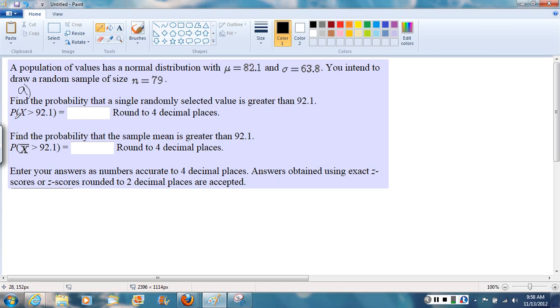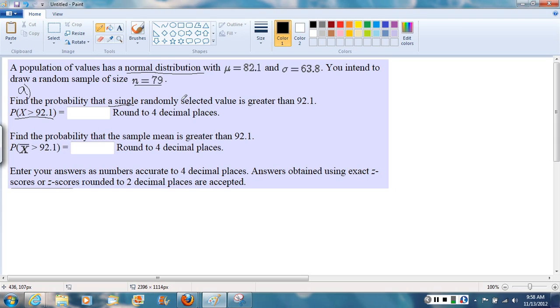And here it is in probability notation. Here's the given information. The population of values has a normal distribution, so that's going to be key information, with mean 82.1 and standard deviation 63.8. And we're intended to draw a sample of size n equals 79 from that population. But notice for part A, we're just drawing a single value, so we're not going to need that number n for part A. We're just going to be thinking about a single value.